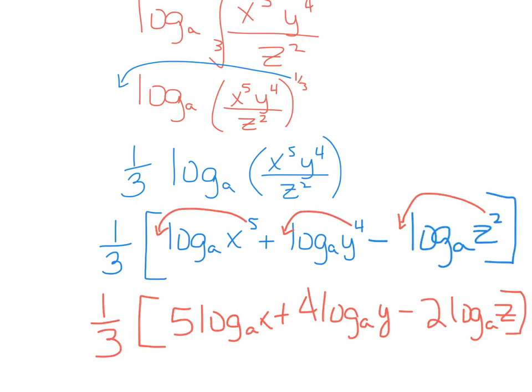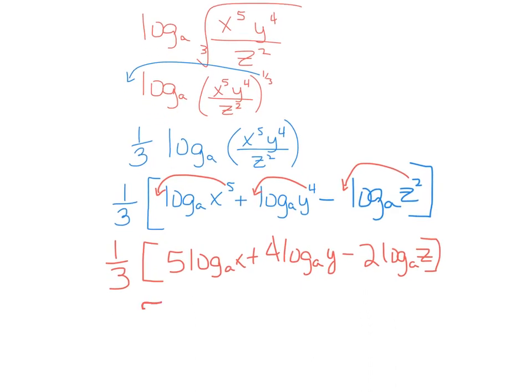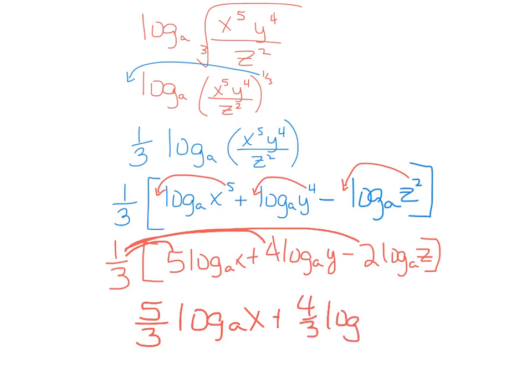So in the homework, when you checked your answers, this is how they left it. However, when I taught this, I actually distributed the 1/3 to each one. So if you leave it like this, I will give you credit. If you distribute it, that's fine also. So the 1/3 would get distributed to all 3 logs: 5/3 log A of x plus 4/3 log A of y minus 2/3 log A of z. You don't have to do that. You can leave it with the 1/3 in the front.